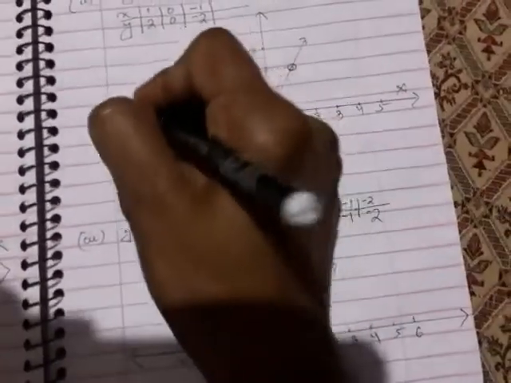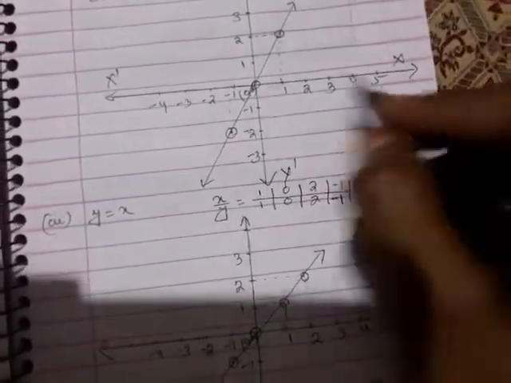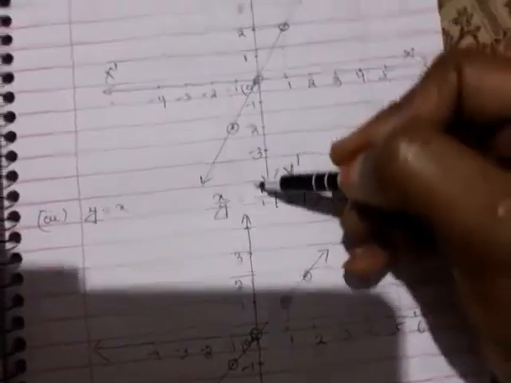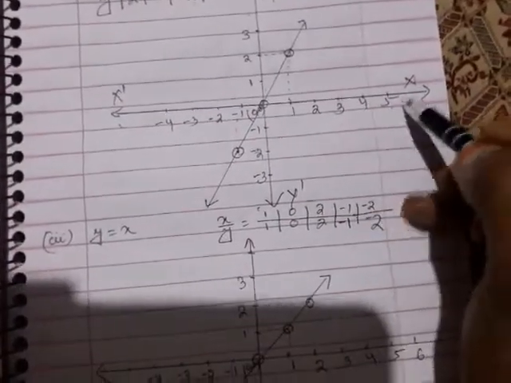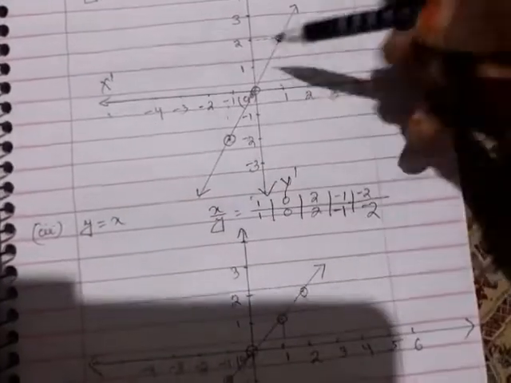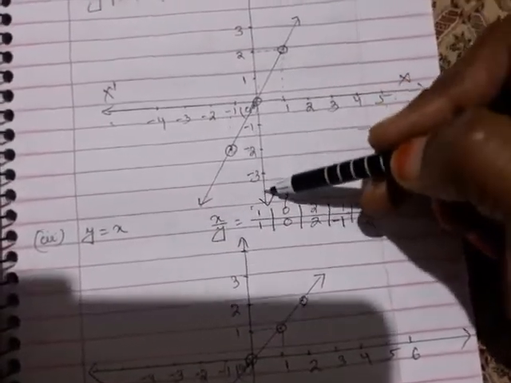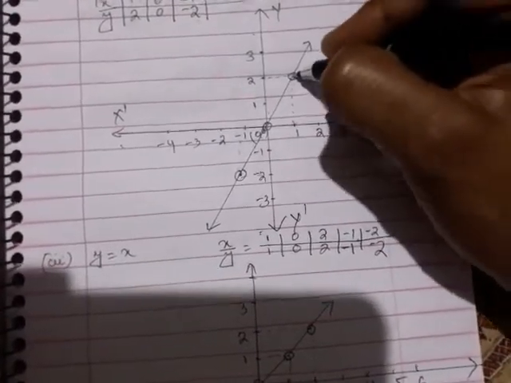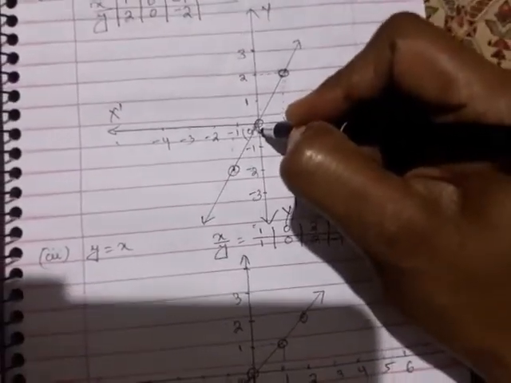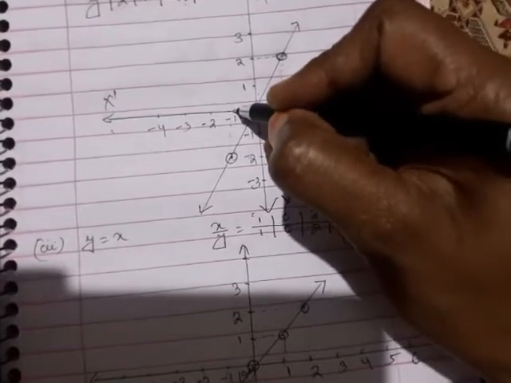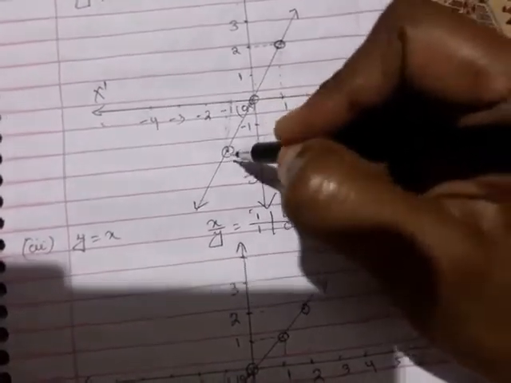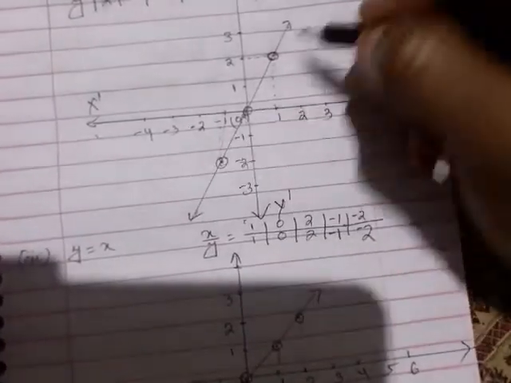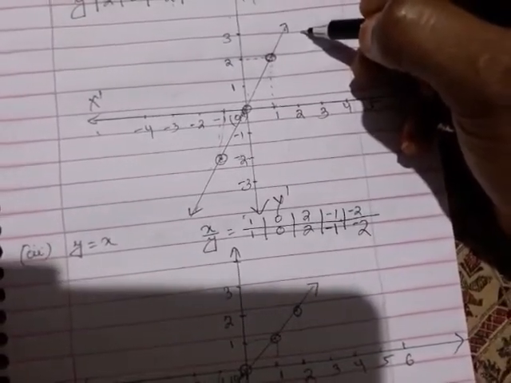This is x, x dash, y, y dash. Here positive numbers, negative numbers, positive numbers, negative numbers. 1, 2, 3, 4, 5, minus 1, minus 2, minus 3, minus 4, and 1, 2, 3, minus 1, minus 2, minus 3. We have (1, 2): x is equal to 1, y is equal to 2, this point. Next (0, 0), the origin. Next (minus 1, minus 2): x is minus 1, y is minus 2, this point. Join the line. This is y is equal to 2x.